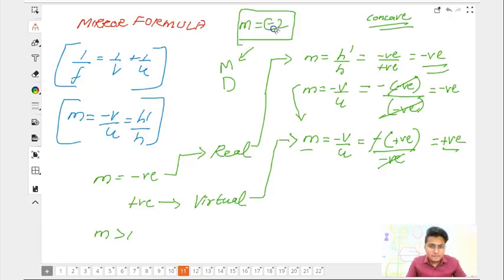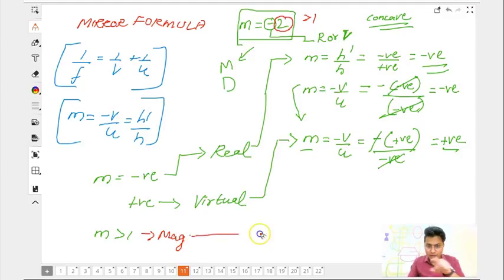Guys, please try to understand this. The negative sign for a magnification only and only tells you whether the image is real or virtual. It doesn't tell you whether it is magnified or diminished. That is told by the other number given in front of the sign, 2. And that 2 is greater than 1. Hence, it's a magnified image. Whenever it is greater than 1, it's a magnified image.